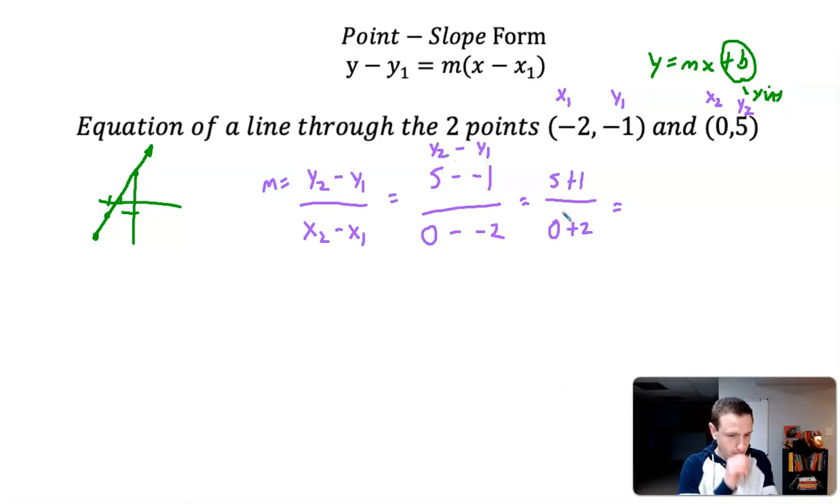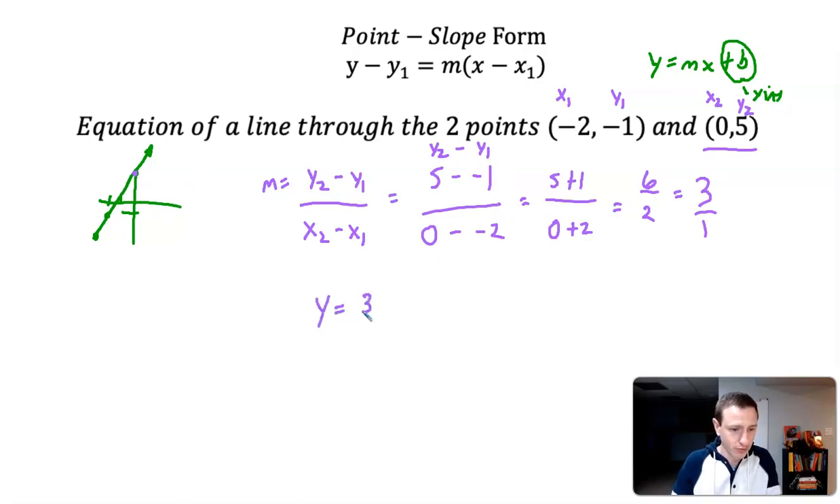So getting back on track here, 5 plus 1 is 6. 0 plus 2 is 2. 6 divided by 2 is 3. And you can write this as 3 over 1 or just leave it as 3. There's our slope. And like I said, we have the y-intercept already. This is a y-intercept. (0, 5) is a y-intercept. So I can just go ahead and write this as y = 3x + 5.